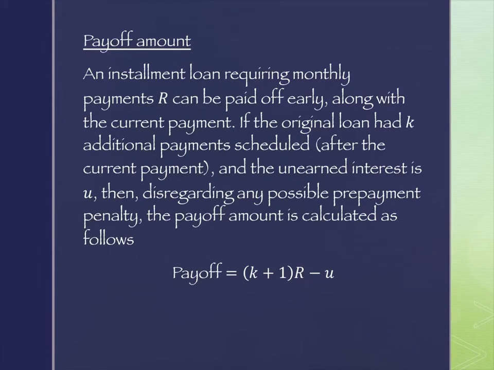So if we have an installment loan with monthly payments of R, it's going to be paid off early along with the current payment. If the original loan has K additional payments scheduled, another way to think about K is it's the loan payments you're not going to make, the ones where you'll have that extra monthly value in your budget to do something else with. That's K. Unearned interest is U.